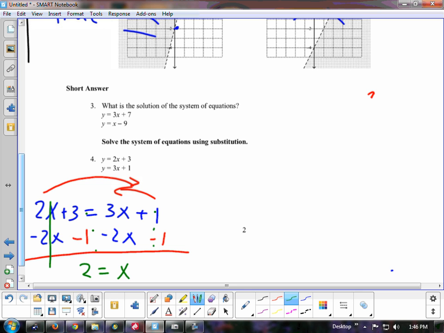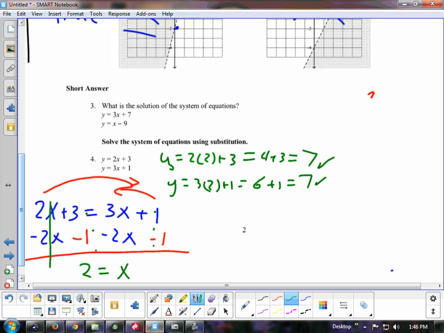So x equals 2. If x equals 2, y equals 2 times 2 plus 3. Well, that's going to be 4 plus 3, which is 7. And y equals 3 times 2 plus 1, which equals 6 plus 1, which is also 7. It checks, and I know my answer is 2, 7.